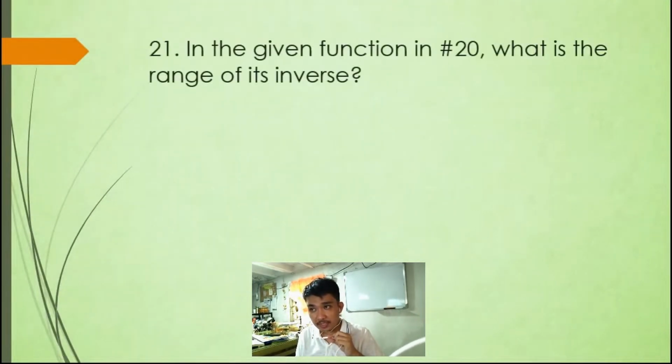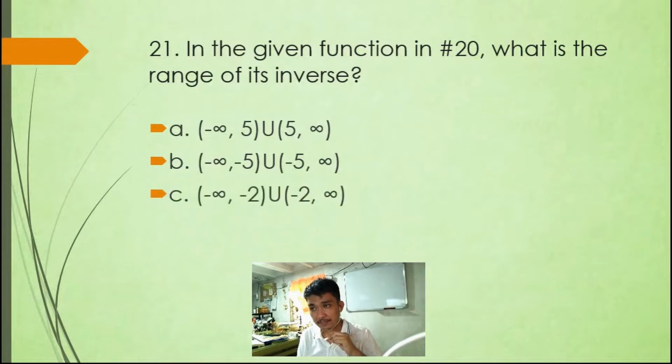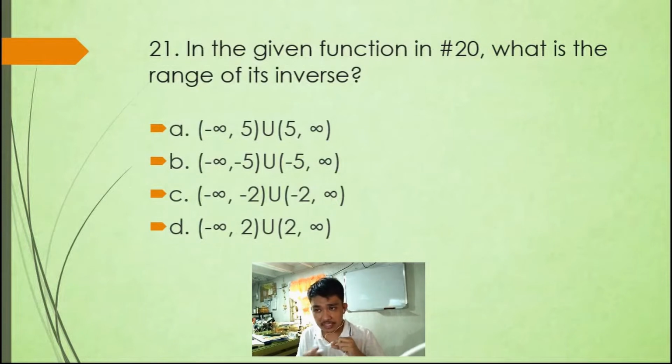Number 21. In the given function in number 20, what is the range of its inverse? Letter A. Negative infinity to 5 union with 5 to positive infinity. Letter B. Negative infinity to negative 5 union with negative 5 to positive infinity. Letter C. Negative infinity to negative 2 union with negative 2 to positive infinity. Or letter D. Negative infinity to 2 union with 2 to positive infinity.